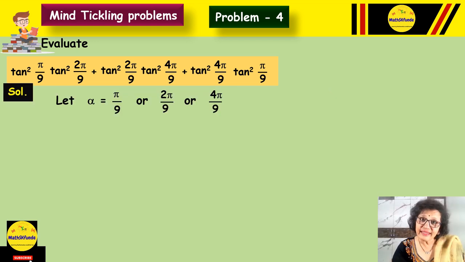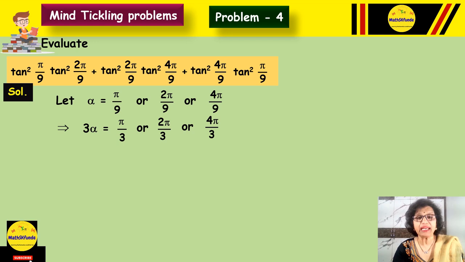Now, as I said, there are three angles, pi by 9, 2 pi by 9 and 4 pi by 9. My job is to get one equation in tan square alpha. Keeping that in mind, I go for 3 alpha. Why do I do that? Because pi by 3 is a much better, much friendlier angle than pi by 9. Pi by 3 in degrees is 60 degrees. So I'm sure this will help me.